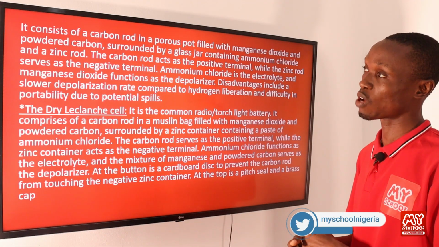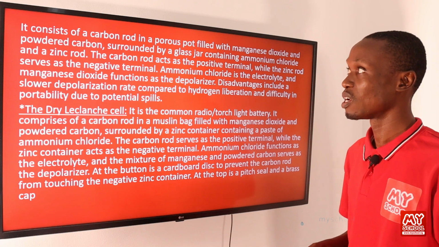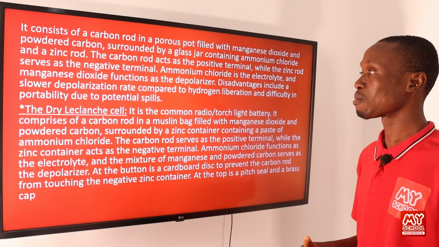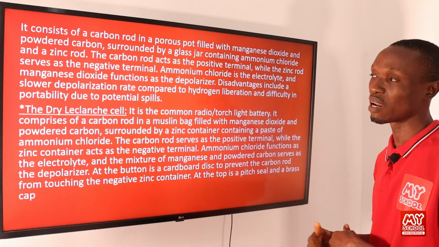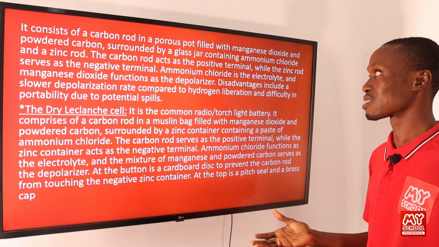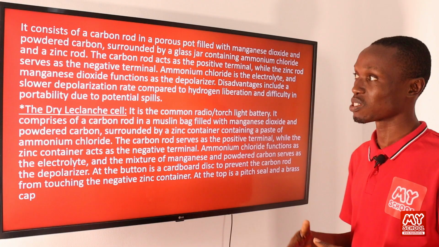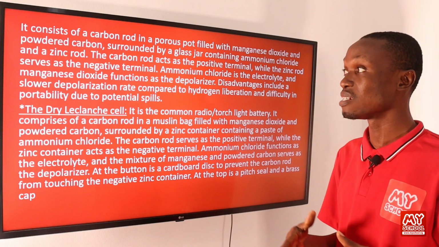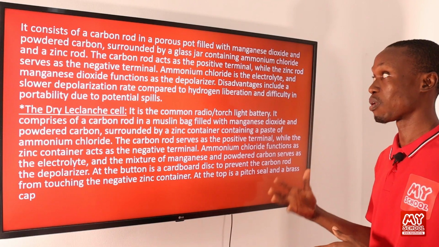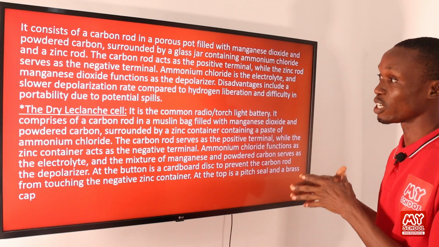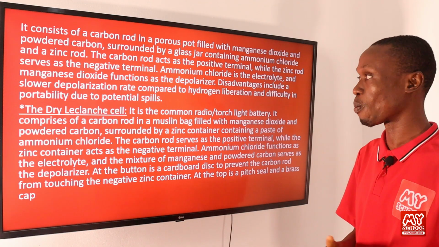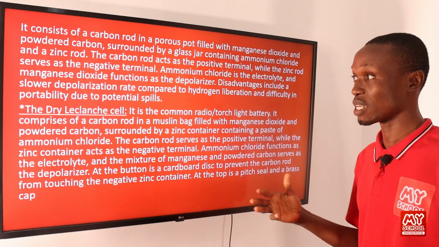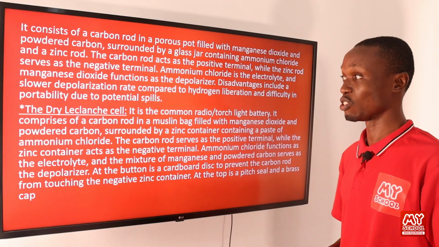The wet Leclanche cell consists of a carbon rod in a porous pot filled with manganese dioxide and powdered carbon, surrounded by a glass jar containing ammonium chloride and a zinc rod. The carbon rod acts as the positive terminal while the zinc rod serves as the negative terminal. The ammonium chloride is the electrolyte and manganese dioxide functions as the depolarizer. The disadvantages of the Leclanche cell include a slower depolarization rate compared to hydrogen liberation and difficulty in portability due to potential spills. Now let's talk about the dry Leclanche cell.